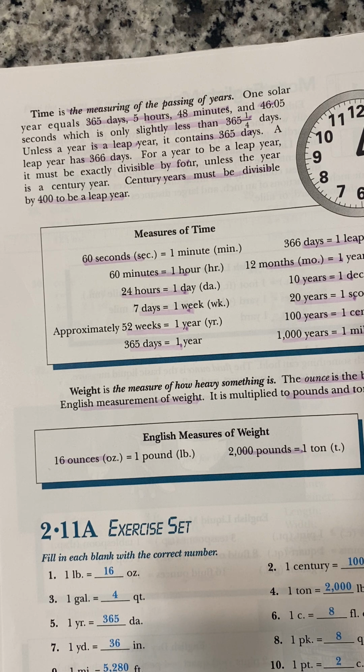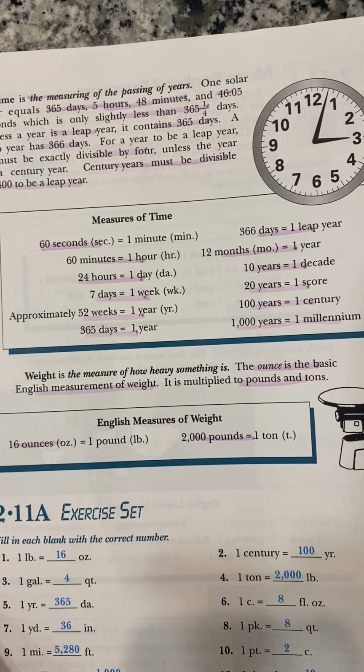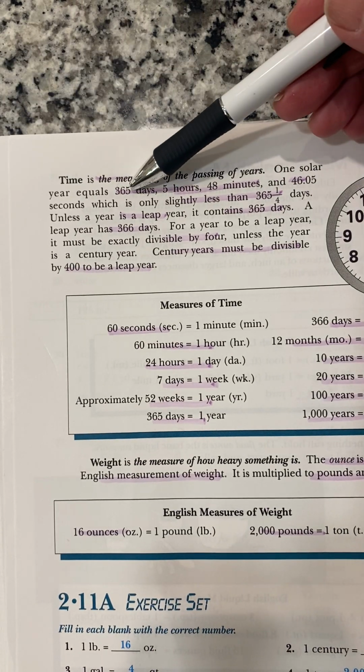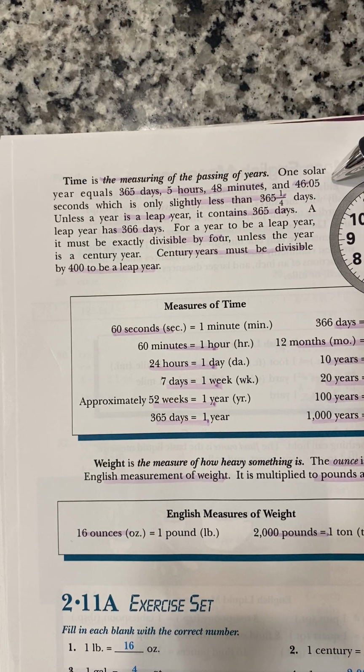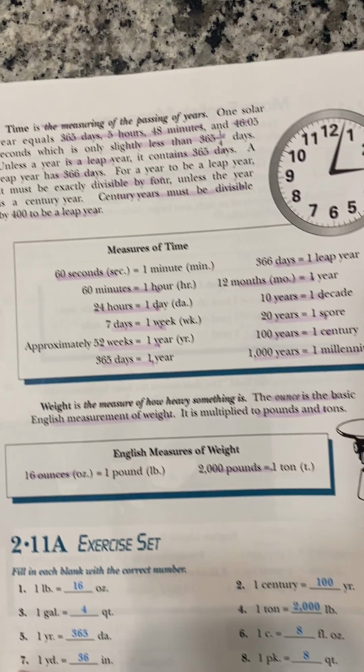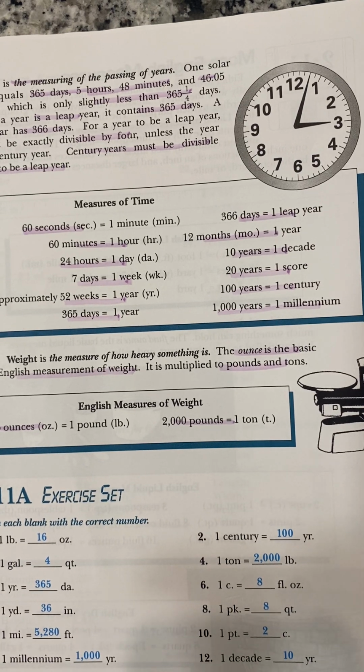So a regular year contains 365 days. A leap year has 366 days. You probably know this already. For a year to be a leap year, it must be exactly divisible by 4, unless the year is a century year. Century years must be divisible by 400 to be a leap year. But anyway, these are measures of time, and you can go by the 365 days, 5 hours, 48 minutes, and 46 seconds. That's the reason all this adds up and we have a leap year. So, the measures of time here.